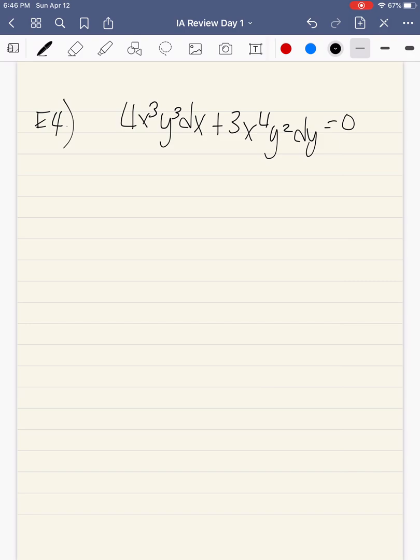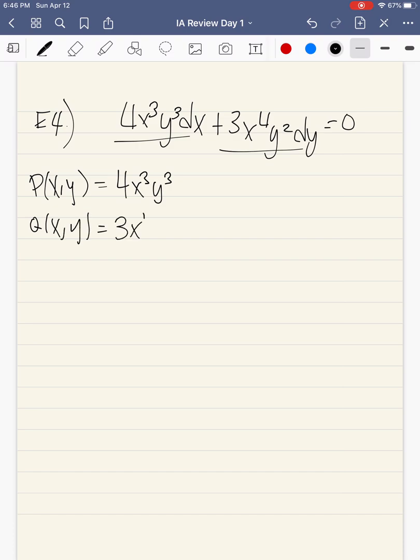So p is whatever's attached to my dx and q is whatever's attached to dy. So my p here is going to be, let's just write this, p of xy is equal to 4x cubed y cubed, and my q is equal to 3x to the fourth y squared.